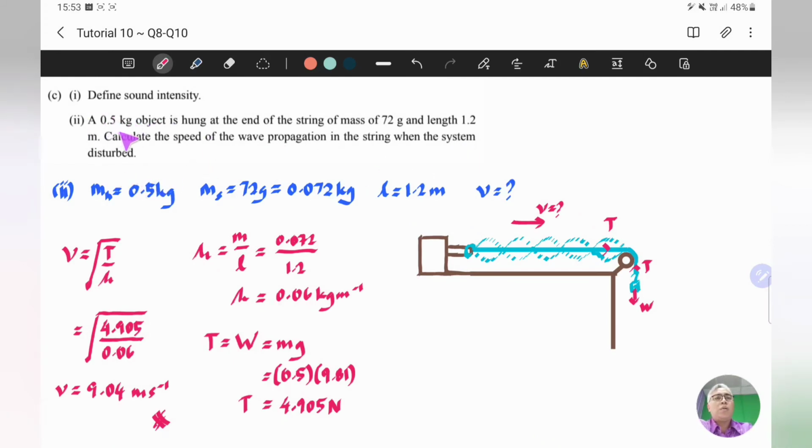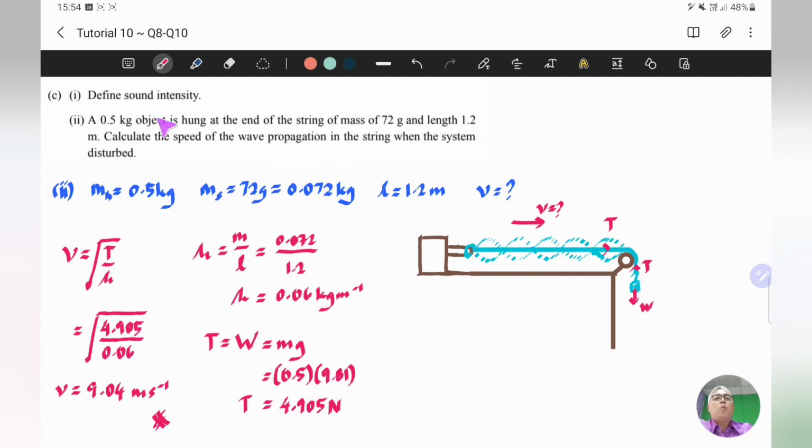Alright, so now there are two different masses here. Don't be confused, which is 0.5 kilogram and 72 gram. What mass is that? This is the mass of the object hanging at the end of the string, and this is the mass of the string. That is why it's quite lighter, isn't it? Only 72 gram, the mass of the string. And this is the length of the string. So they ask you to calculate the speed of the wave propagation in the string. So we are talking about the transverse wave formed on the stretched string.